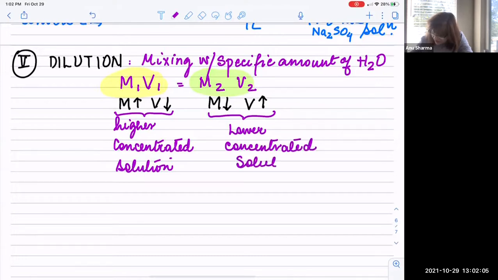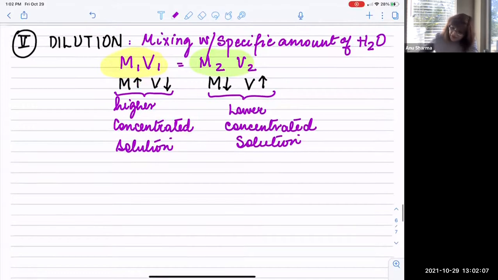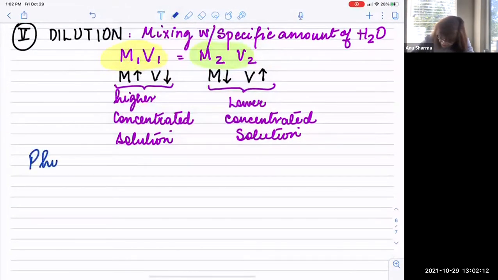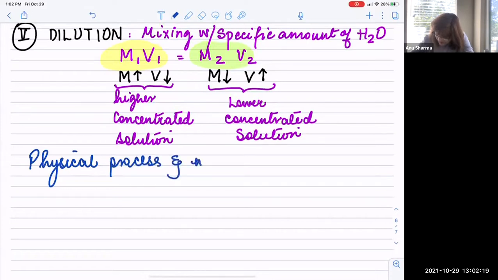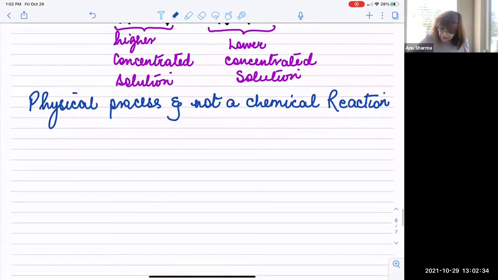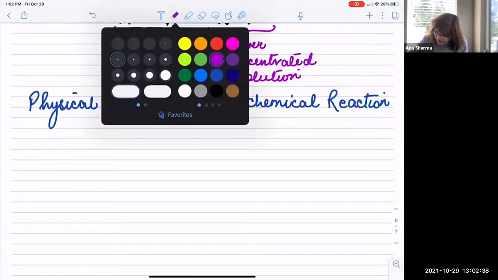So how is this solution of lower concentration prepared? It is just a physical process, not a chemical reaction. In other words, you can recover the solute back by evaporation, or distillation. So here, how do we prepare this? This is how you do it.